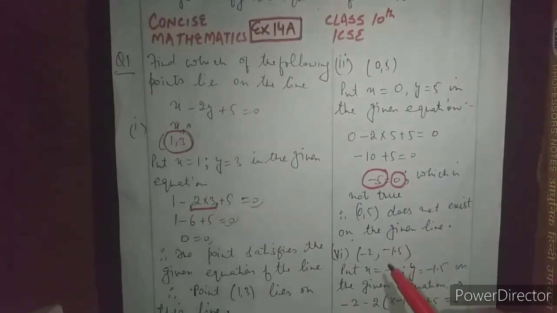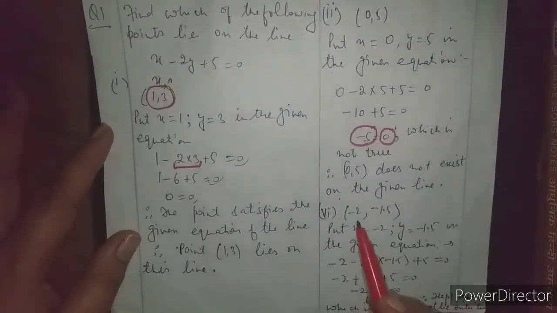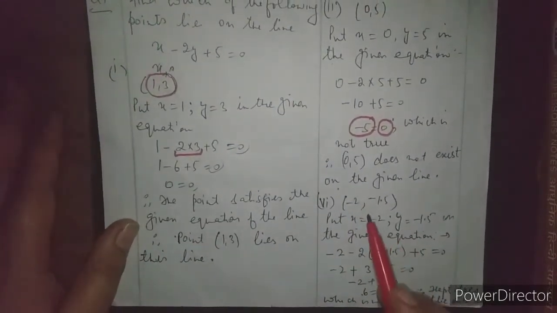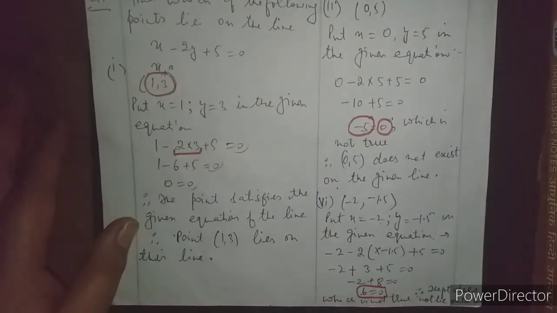I have solved one more part for you, that is part number 6, which says that the point given is (minus 2, minus 1.5). Put x equal to minus 2 and y equal to minus 1.5 in the given equation. After putting and solving, just see how I have solved. Wherever we have got two signs, we have to put a bracket also, then do the addition and subtraction properly. We get 6 is equal to 0, which is again not true. We cannot say 6 is equal to 0. It means that the point does not lie on the line.